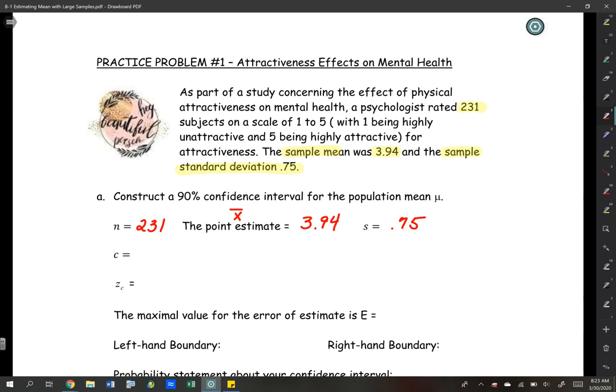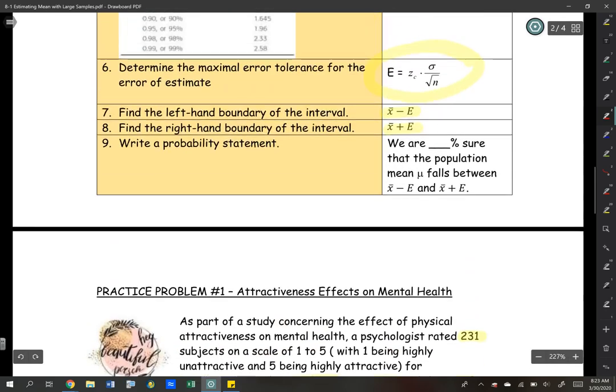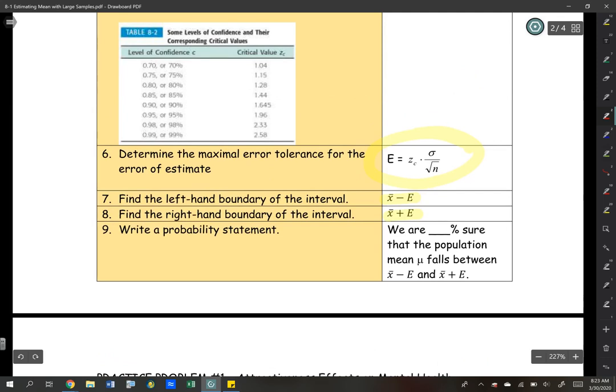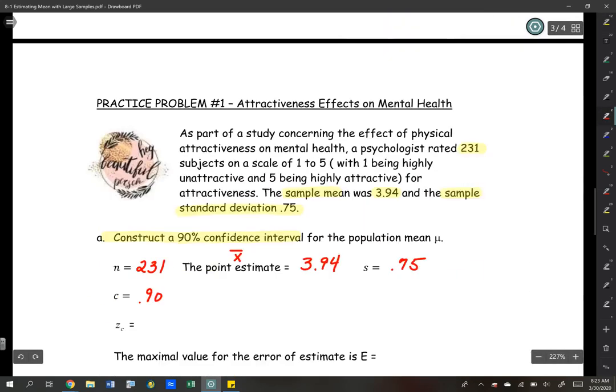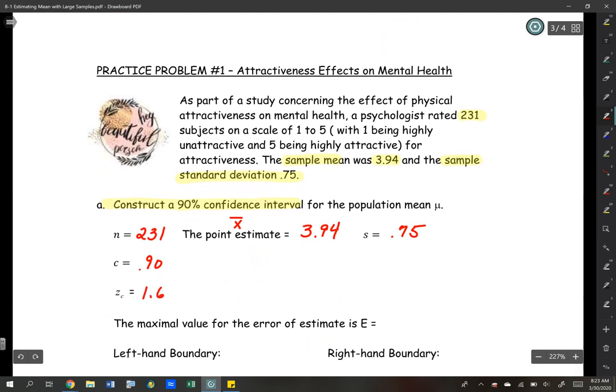The level of confidence we're being asked for, I should highlight that as well, right, is 90%. So we'll write 0.9. And then we have to look up in the table that I showed you on the previous page what the z-score is for 0.90. So if we go back up to our table, and I'll highlight it, for 0.90, our z-score is 1.645. So we're going to just fill that in, 1.645.